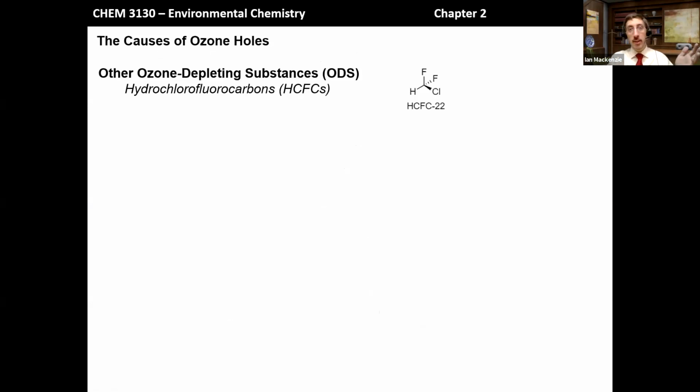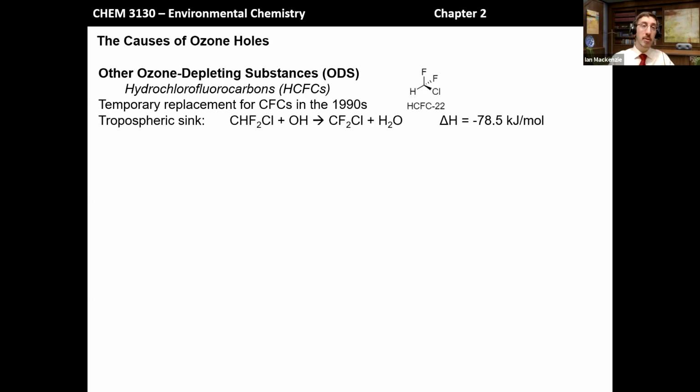Now, during the late 1980s and into the 1990s, when CFCs had been restricted by some regulation, as we'll talk about in a few minutes, these HCFCs came out as companies scrambled to find replacements for CFCs. So these were used as a temporary replacement for CFCs in the 1990s. And the reason that they're used as a replacement is because HCFCs do have a tropospheric sink.